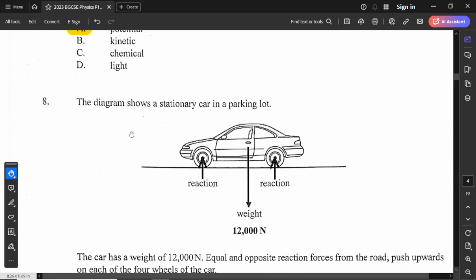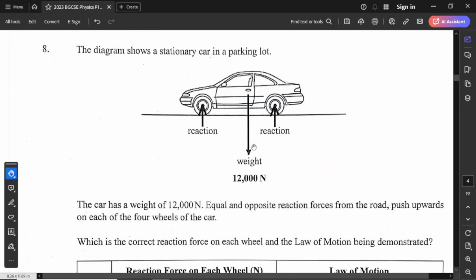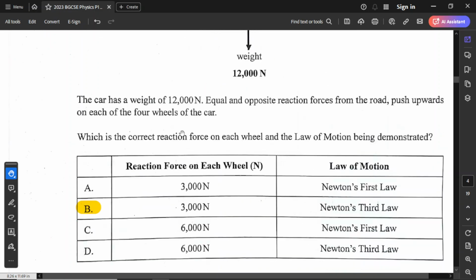For question number 8, a diagram shows a stationary car in a parking lot. All right, so notice that the car is 12,000 newtons, and then we have the reaction forces from the tires. And so this read now, we said that the car has a weight of 12,000 newtons. It said equal and opposite reaction forces from the road push upwards on each of the 4 tires of the car. Well, 4 wheels of the car.